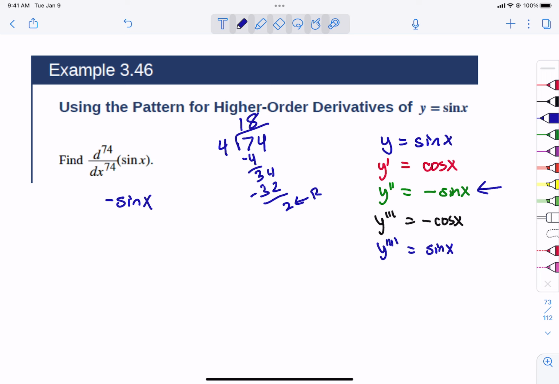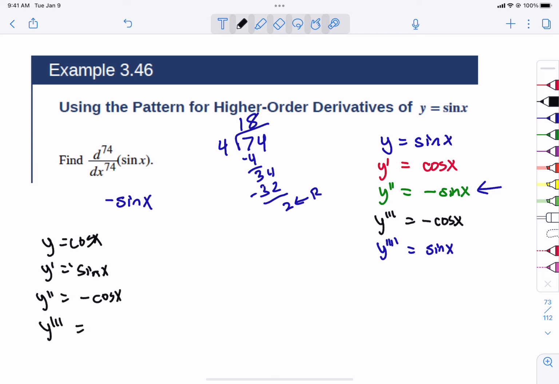And what's interesting is that imaginaries do mod 4 in a way as well. That 4 pattern comes up. It's not always going to be 4, but for the sine, and I think the cosine might even be a 4 power. Let's look at what a cosine does. Cosine would go to a sine, which would go to a negative cosine, which would go to a negative sine. And that would go back. Yeah, it's a 4 as well.